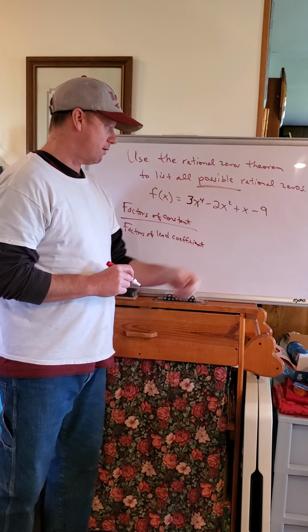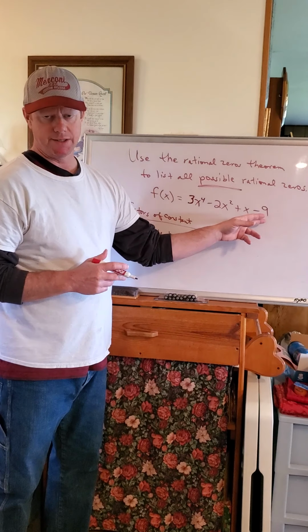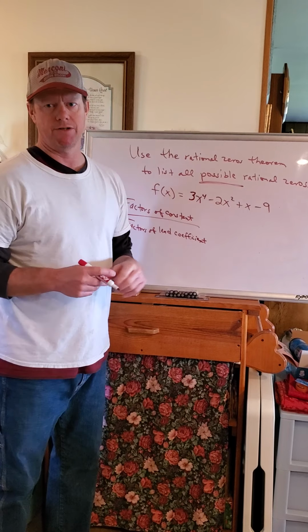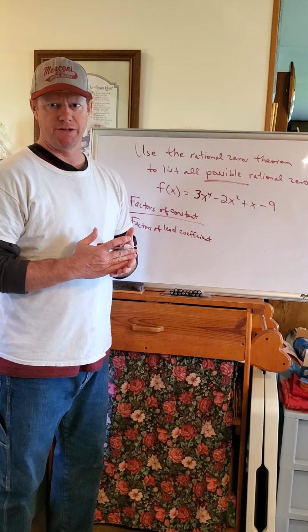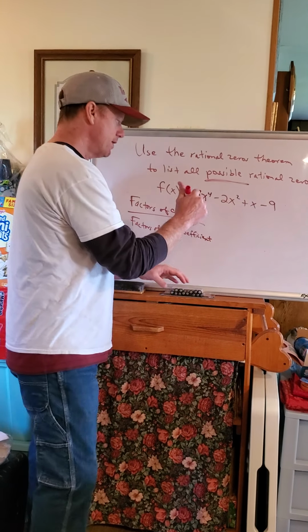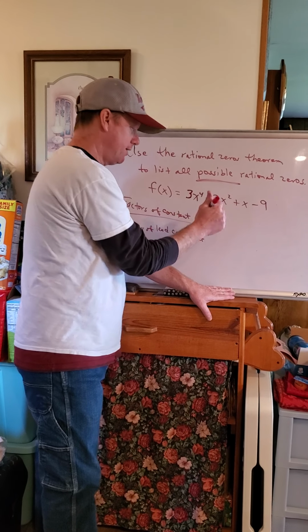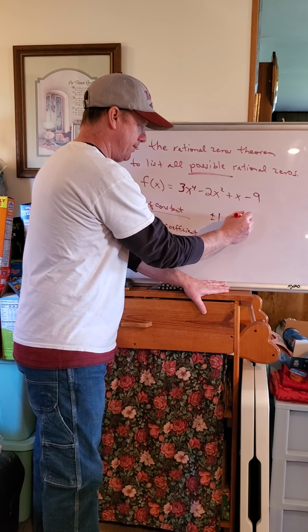So in this polynomial function, the negative 9 is our constant, and the 3 is the lead coefficient. Coefficients are numbers in front of variables. The lead coefficient is the number in front of the highest exponent term. So in this case, factors of the constant, all the factors of 9 are positive 1, positive 3, and positive 9.